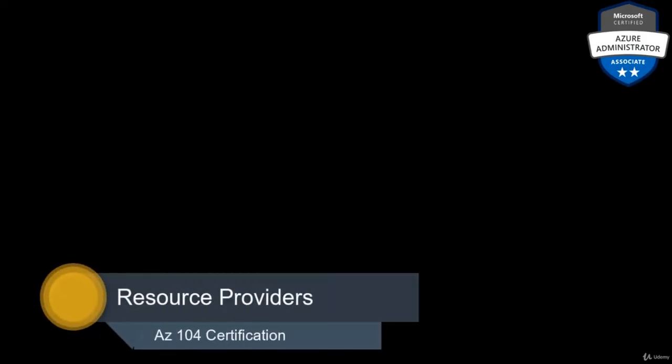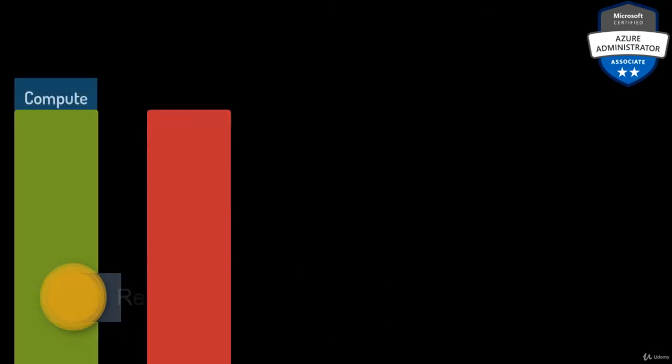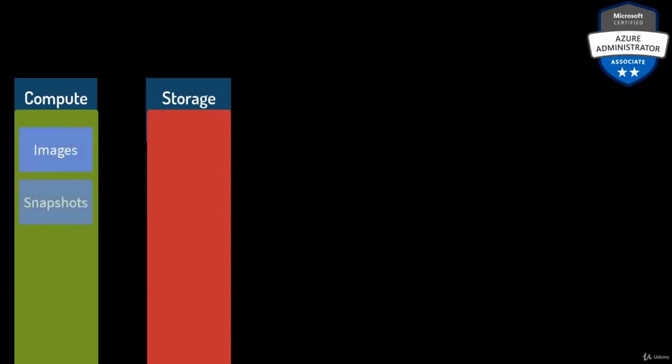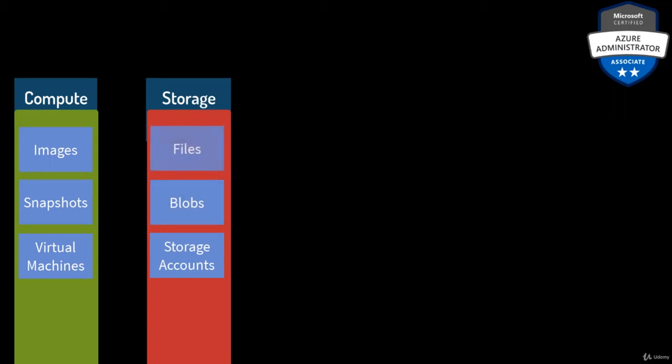Microsoft Azure has categorized its service offerings into various segments. Examples of such segments are compute, storage, SQL, network, IoT, etc. These segments have various subcomponents to offer. For example, compute has to offer images, snapshots, virtual machines, and storage has to offer storage accounts, blobs, files, tables, etc.